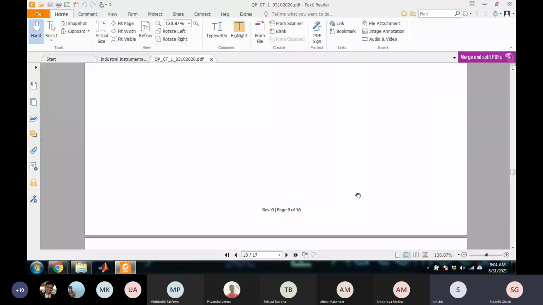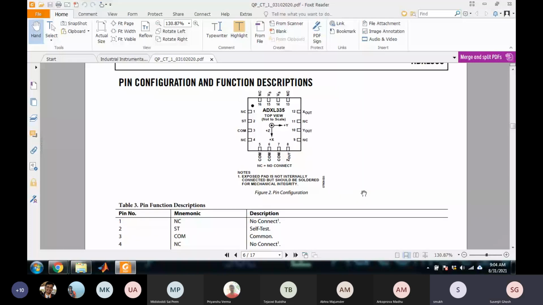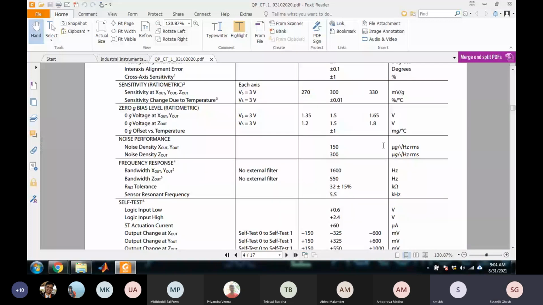With this sort of interpretation, you can get some estimate of the overall accuracy of the sensor due to temperature variation, whether you will put it in a temperature compensated package or not. All these decisions can be made only when you can make sense of this.